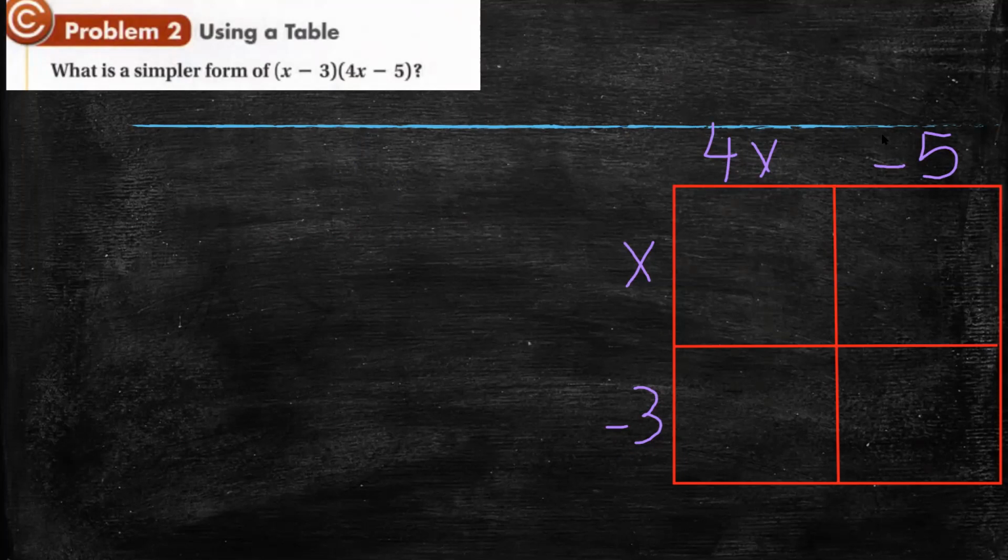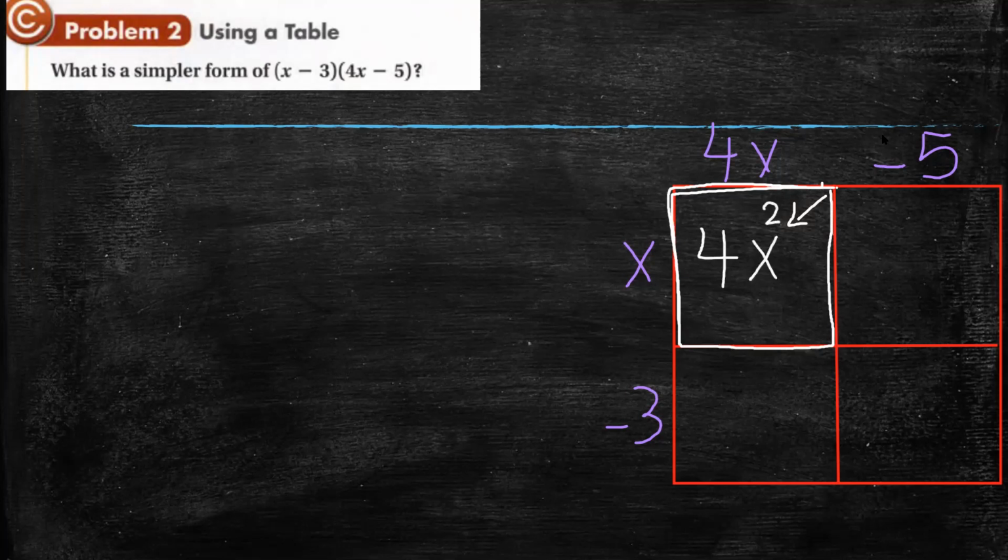Look at the first square here. In this square, what are the two intersecting monomials? Look at this one here, the white one. 4x and x. Is it right? Yes. So I will multiply 4x with x, which is 4x to the power of 2, 4x squared. I will write it here now.